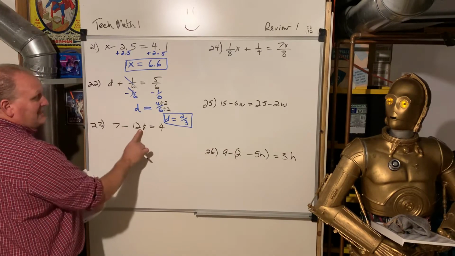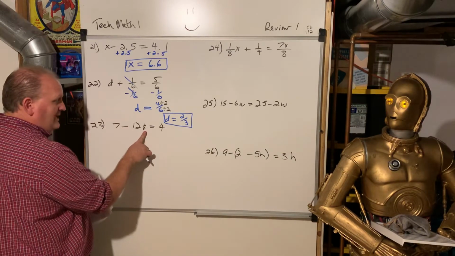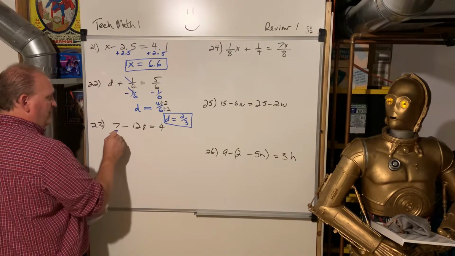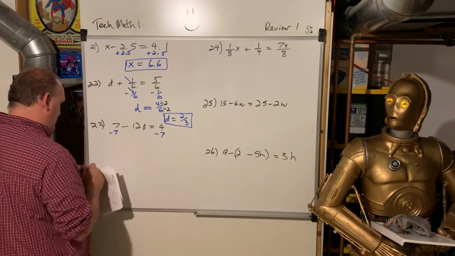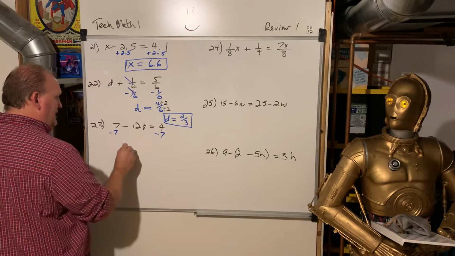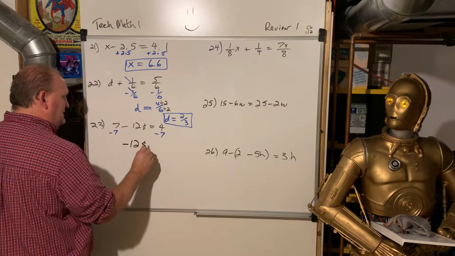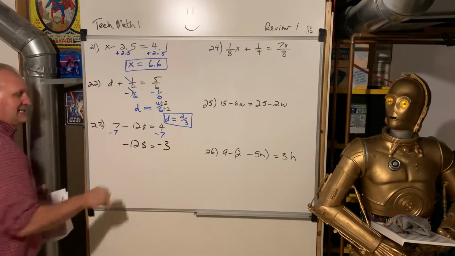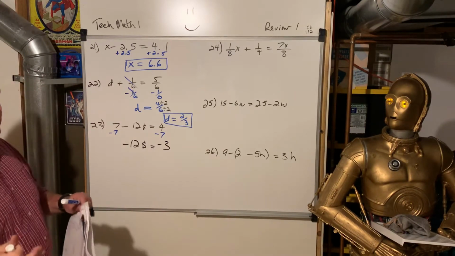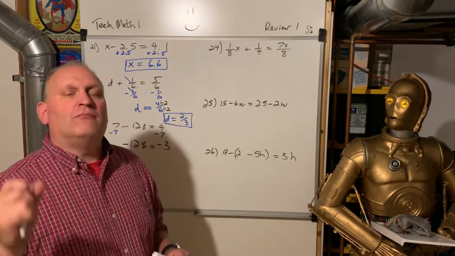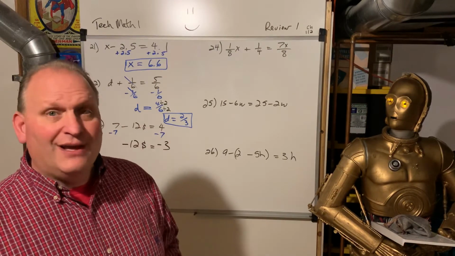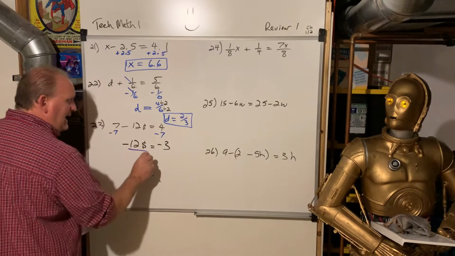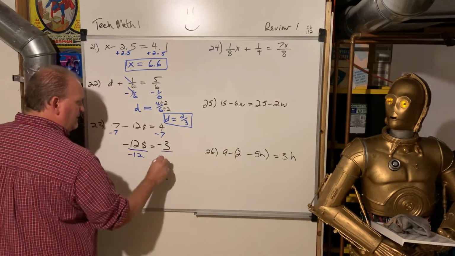First, isolate the variable. So s is here. I want that all by itself. I have to subtract 7 from both sides. So now look, I got negative 12s is equal to negative 3. Except I don't want negative 12s. And remember, it's a game of opposites. They're multiplying by negative 12. Mathematically, what is the opposite of that? Well, that is to divide by negative 12.